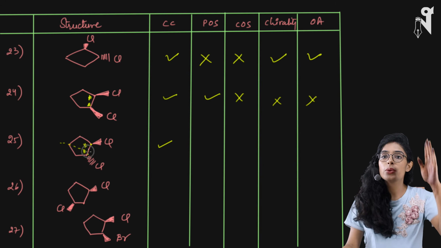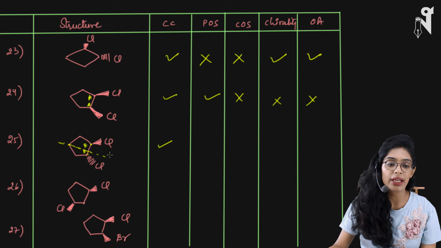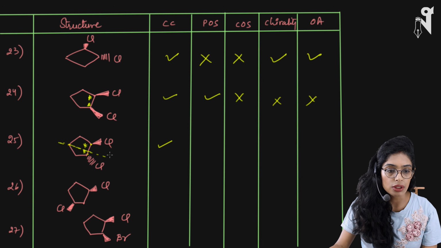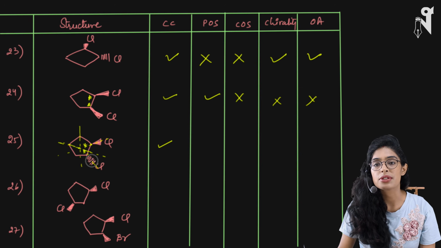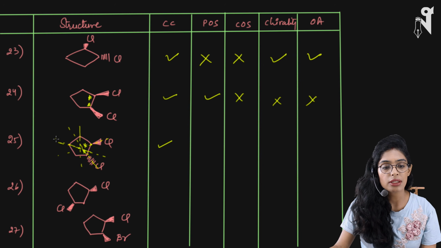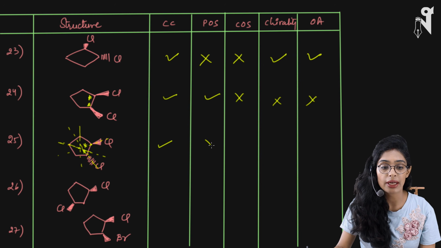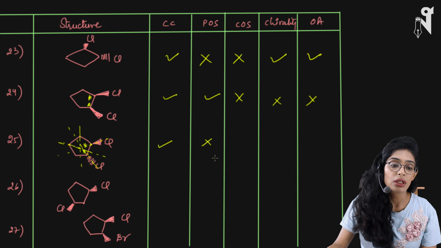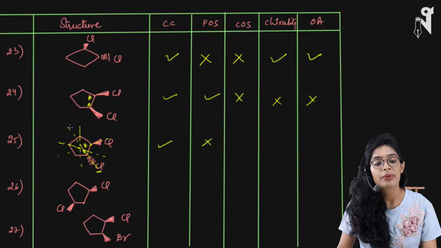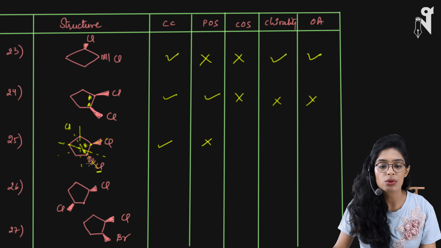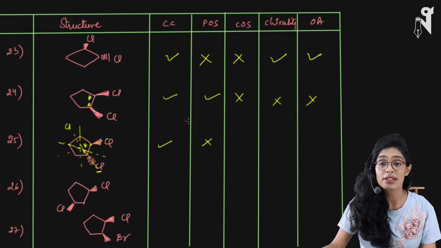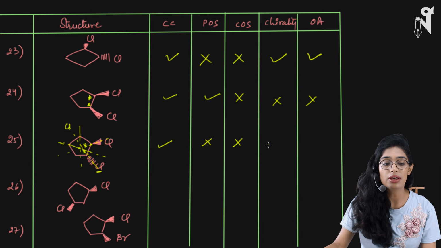Why? Because one chlorine is towards the viewer and one is away from the viewer. And any other plane you cut, through this chlorine, or through the center here, or through this chlorine, is not going to give you two equal halves. So no POS. Does it have COS? No, because this chlorine doesn't have a chlorine in the equal and opposite direction, and the same is the case for this chlorine. Rest we don't have to even check, so no COS here also. So chirality is there? Yes. Optical activity is there? Yes.